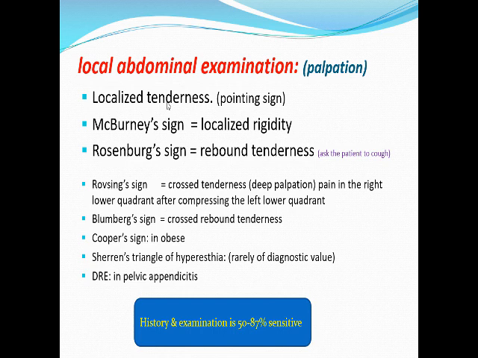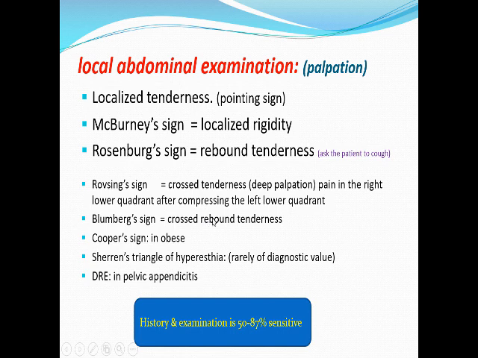What is meant by crossed tenderness? When you palpate deeply on the left side, the patient experiences pain on the right side. That's why we call it crossed tenderness. What's the explanation? When you compress on the left side, you cause movement of the colon, movement of the gas of the colon, that moves the cecum, that moves the appendix, leading to pain. You have to know this term, Rovsing sign, because it's somewhat difficult to describe all this.